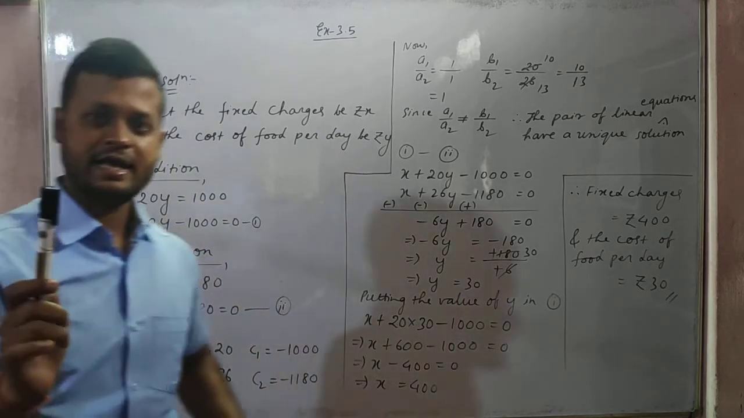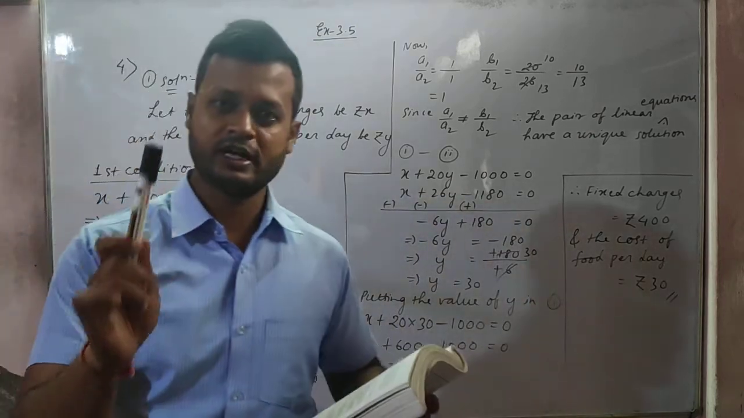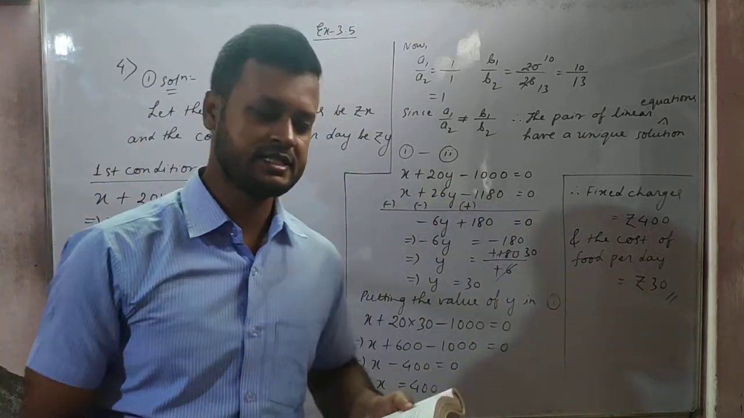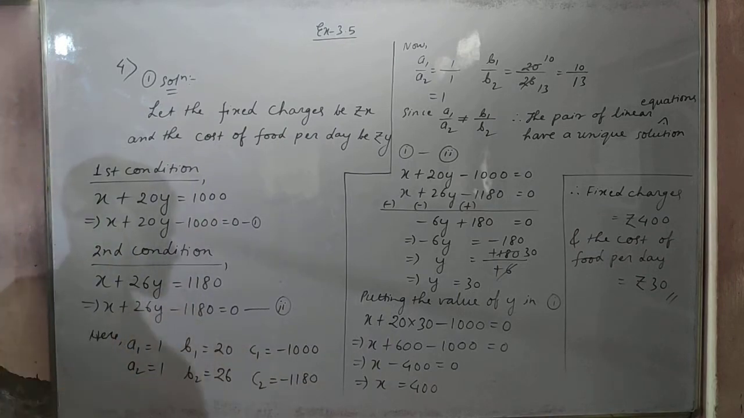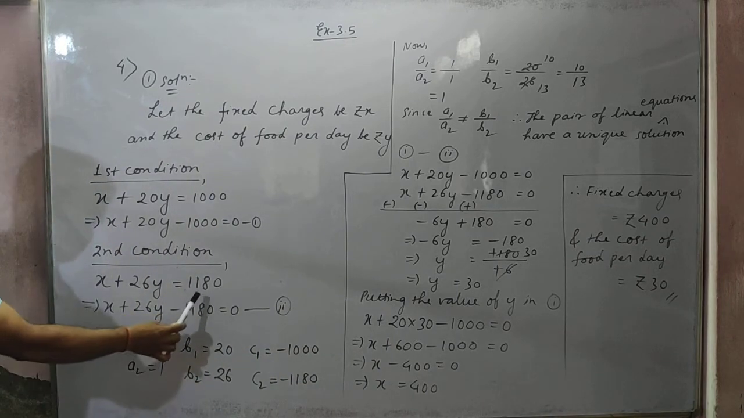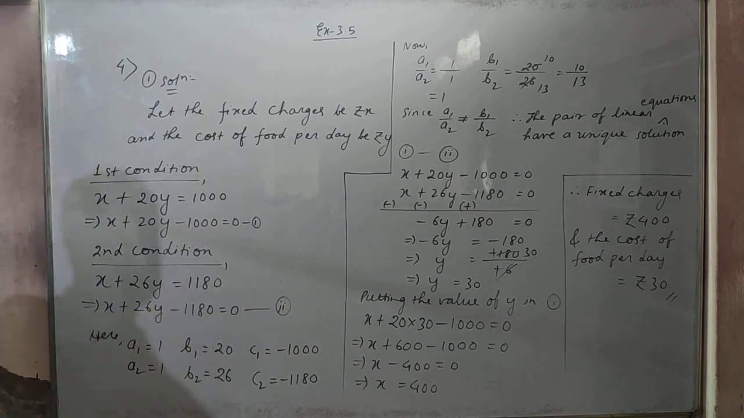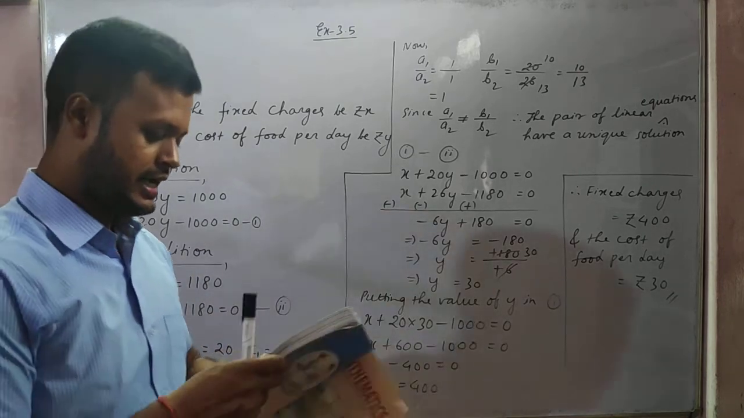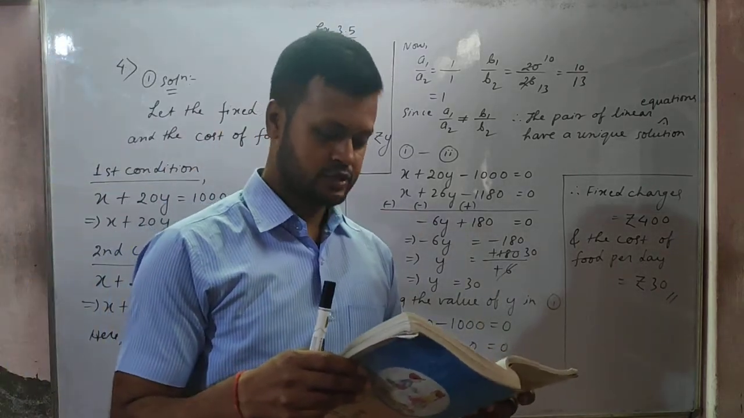And for one day the charge for food is how much? Rupees y. So for 26 days the charge will be 26y. Understood? Is equal to 1180. 1180 you bring to the left hand side. Mark it number 2. Now here they have said to find their solutions if they exist.